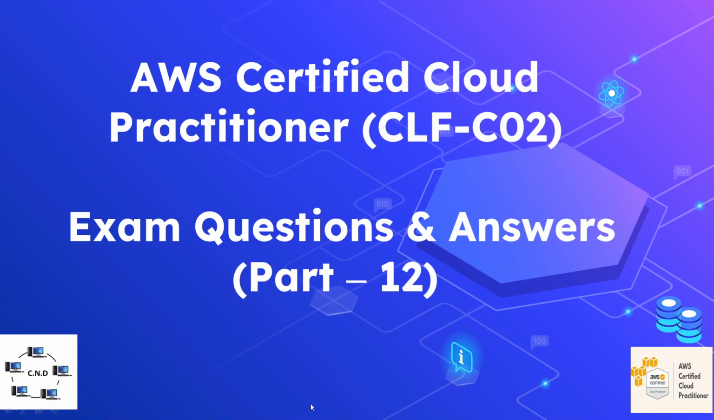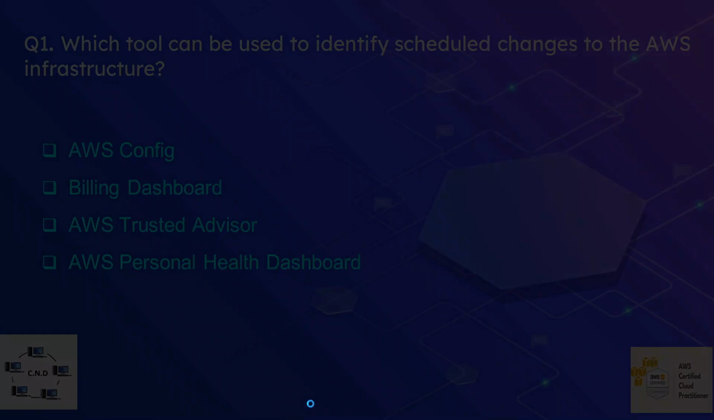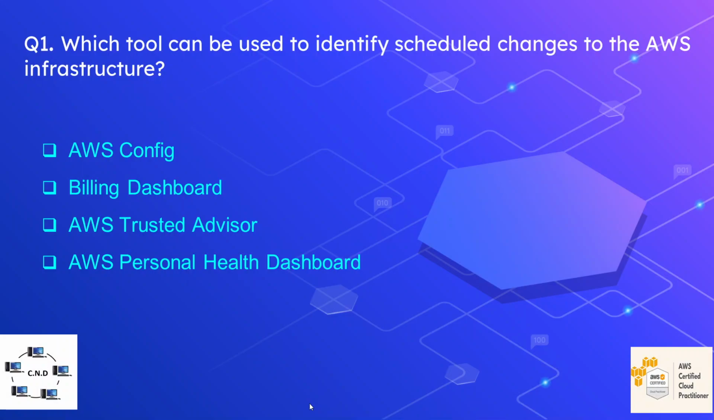So, without further ado, let's get started with the questions. Question number one is, which tool can be used to identify scheduled changes to the AWS infrastructure? The options are option A, AWS Config, option B, Billing Dashboard, option C, AWS Trusted Advisor, and option D, AWS Personal Health Dashboard. And the correct option is AWS Config.